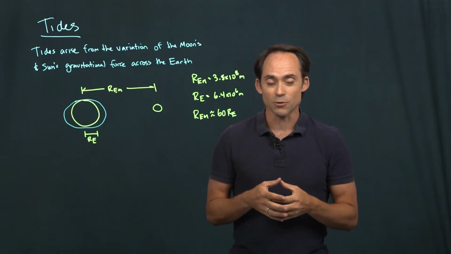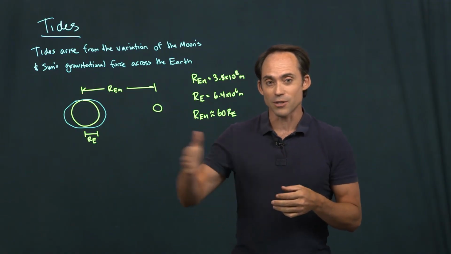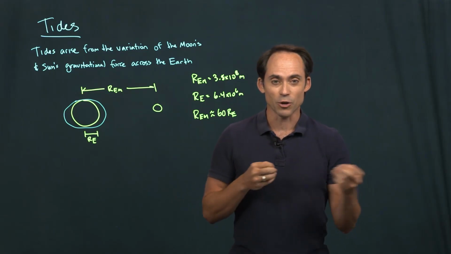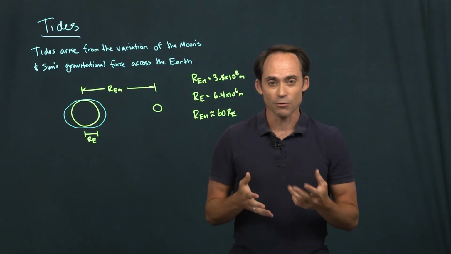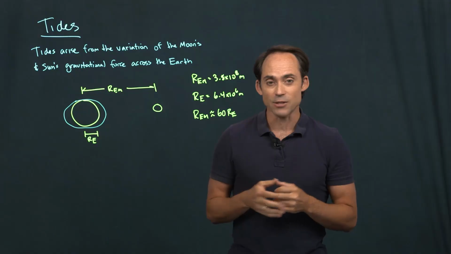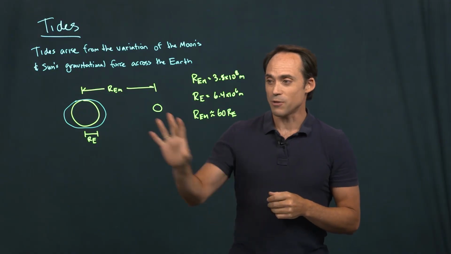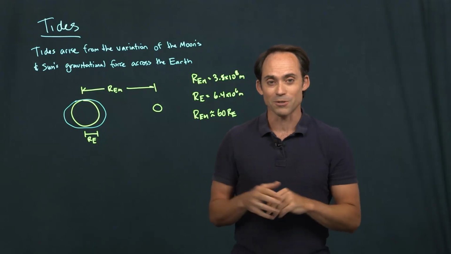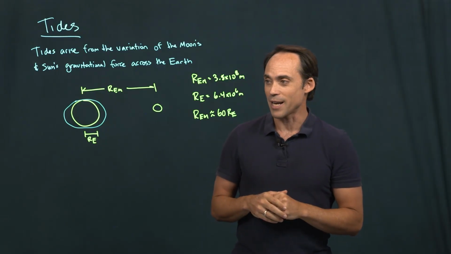And of course that gravitational force, as it varies across the Earth, is going to give rise to different amounts of force depending on whether you're on the near side or far side from the moon or from the sun. So we're going to take the example of just the tides arising from the moon. I've done a schematic here, which is definitely not to scale. We're talking about many orders of scale that we're hiding.